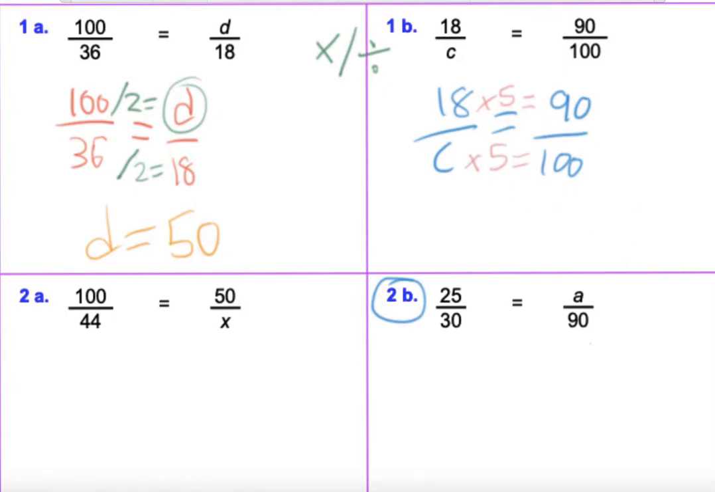We don't know what c is, so let's change that. 100 divided by 5 is equal to c. 100 divided by 5 is 20. So c is equal to 20. Let me just do that. C is equal to 20.